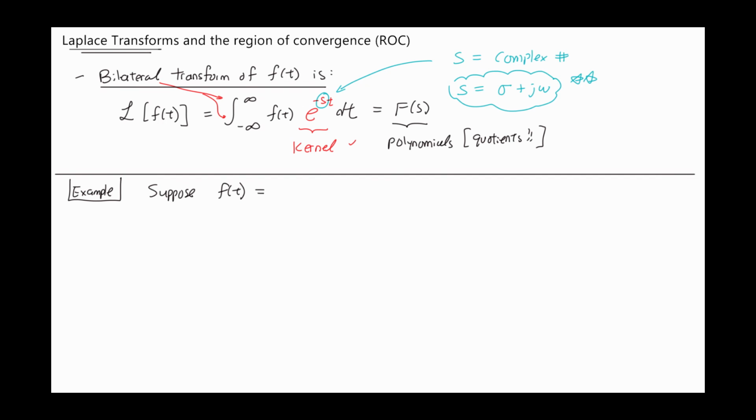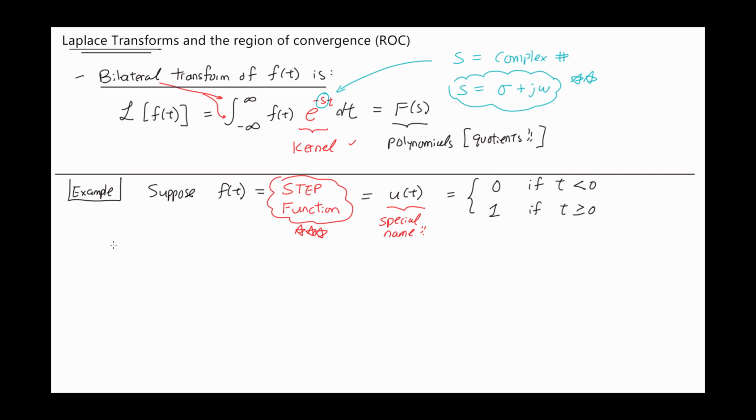So suppose we were trying to find the Laplace transform of something called the step function. This is uber important. I'm going to put like 3 or 4 stars on this. In fact, it's so important it has a reserved name. It's called u(t), and we're going to use this a lot in this class. Now it's defined as 0 if t is less than 0, and 1 if t is greater than or equal to 0. So let's check it out on the plot.